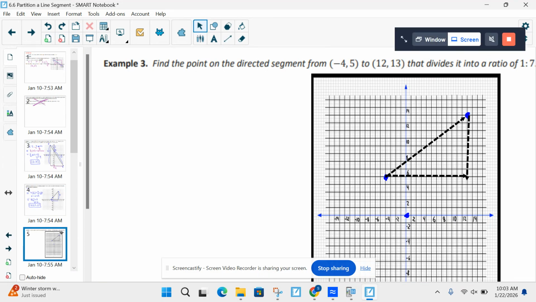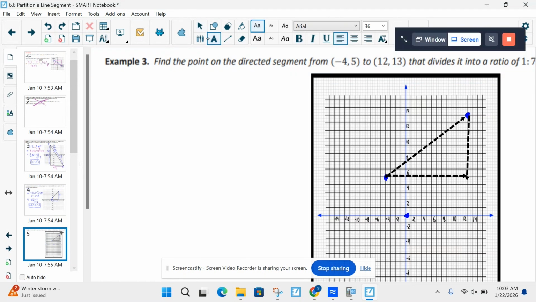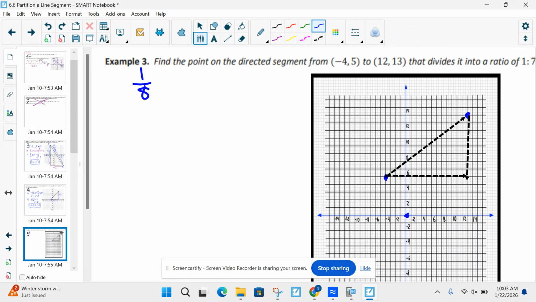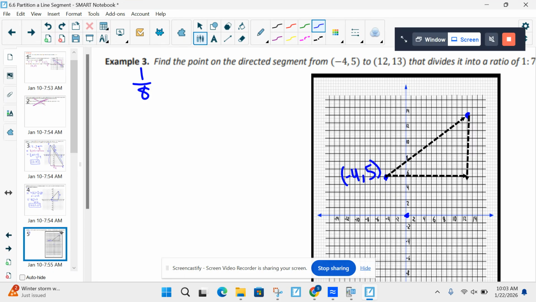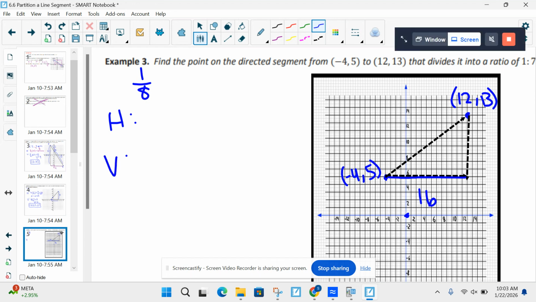And this is a ratio of 1 to 7. 1 to 7 means the fraction I'm going to use to divide the horizontal and the vertical components is 1/8. So if this point is -4, 5, and if this point is 12, 13, the distance from this point to that point is 16. So 1/8 of 16 is 2.